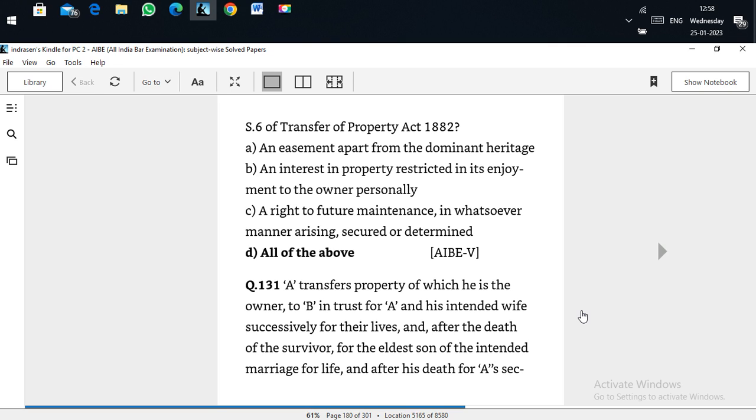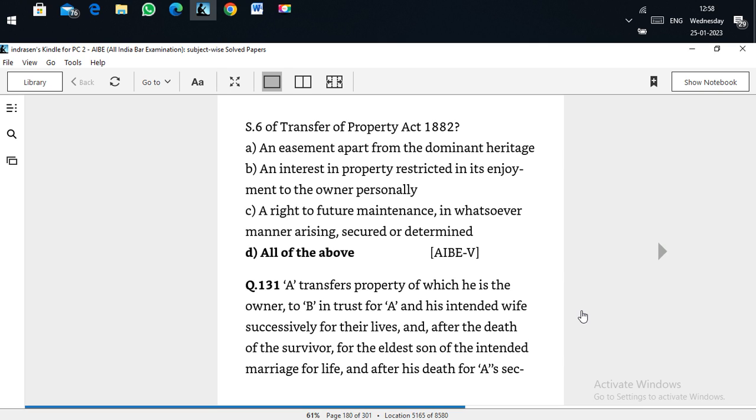Any easement right cannot be transferred. Any interest in the property restricted only to the enjoyment of the owner personally cannot be transferred. And a right to future maintenance, whatsoever may be arising, secured or determined, cannot be transferred. These are all things that cannot be transferred under the TP Act.